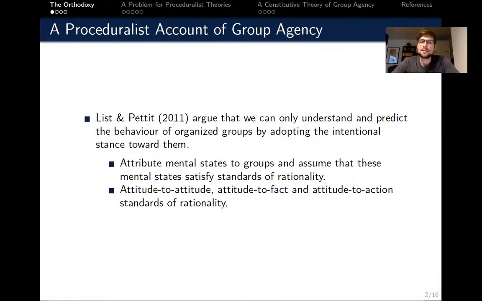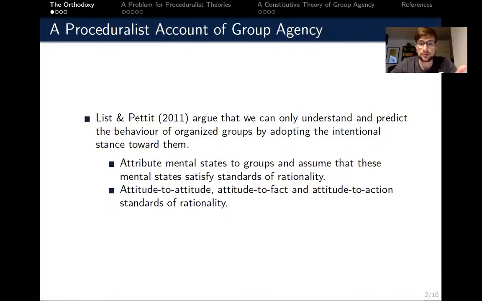Now, List and Pettit in their 2011 book on group agency argued that we can only understand and predict the behavior of organized groups by adopting the intentional stance toward them. The intentional stance was a concept developed by Daniel Dennett in a series of papers. The intentional stance consists of two parts.